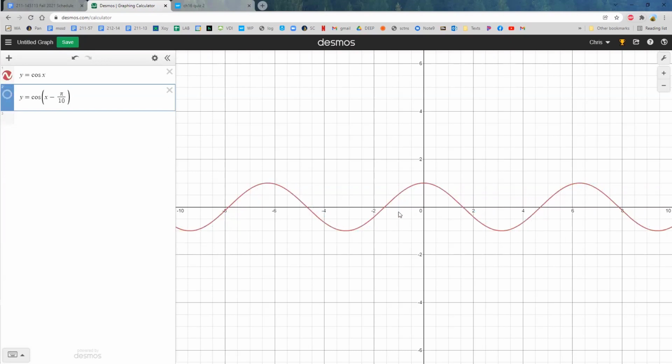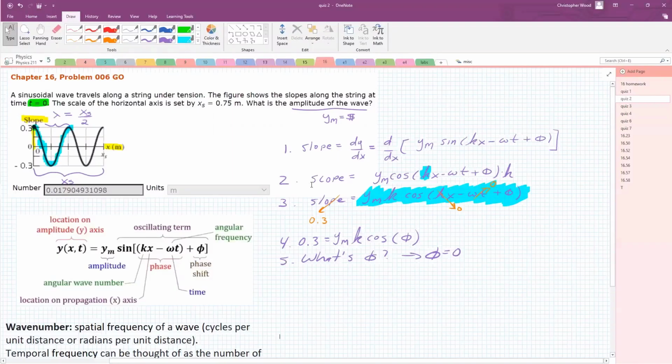If it's an unshifted cosine function, it means the peak occurs at 0. And that's what we have in our instance here. The peak of this function is occurring at 0. So no shift. This means you are looking at an unshifted cosine function.